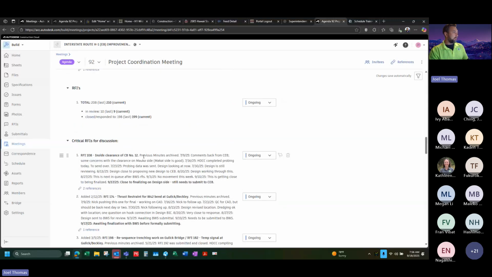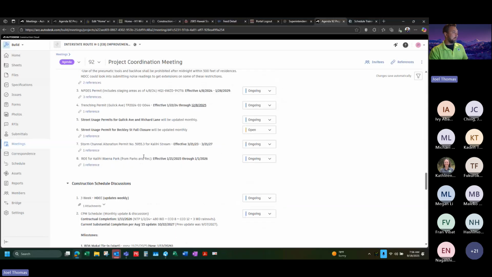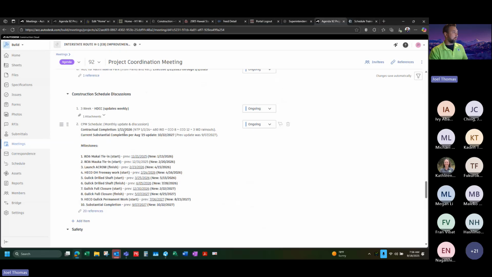What I do is I have a little section in my weekly meeting minutes where we talk through the CPM schedule. I take all of our key milestones, and I update these every month when we get our new schedule, and throw the dates at everyone. And I'll say, okay, our contractual completion date is still sitting here, and that's NTP of 1/2/24 plus 480 working days plus change order 8 plus change order 12 plus 3 rainouts.